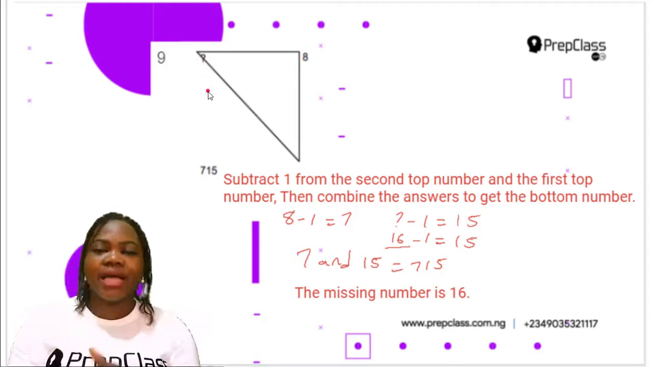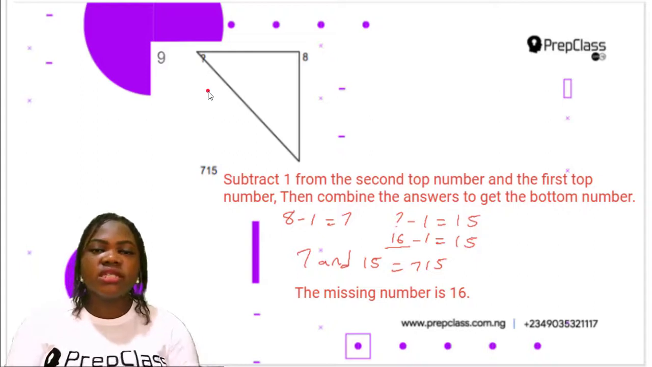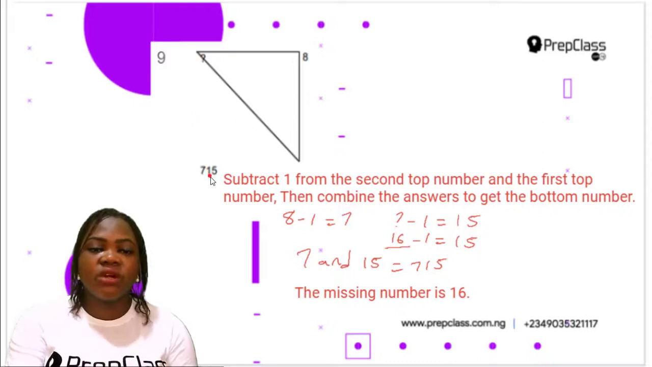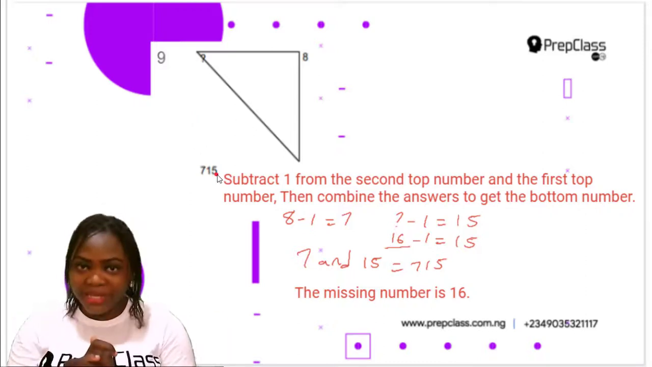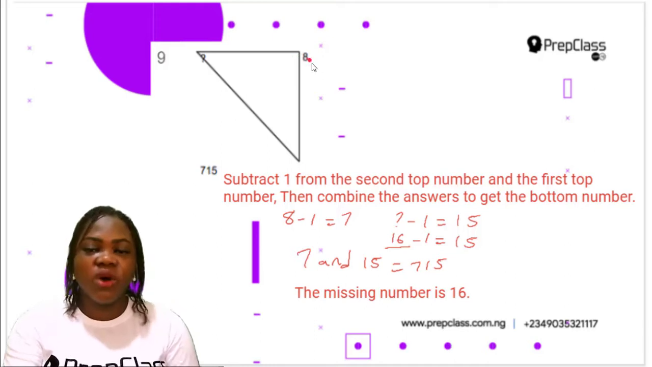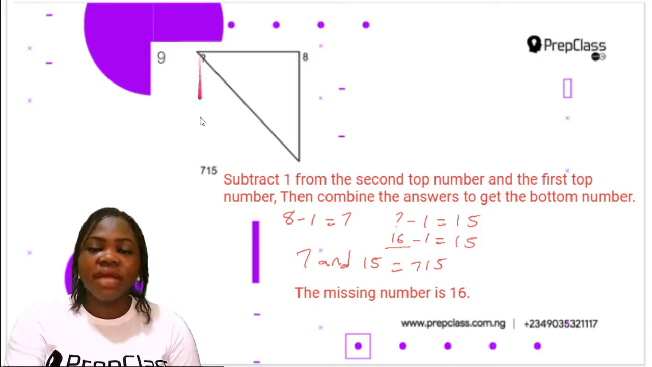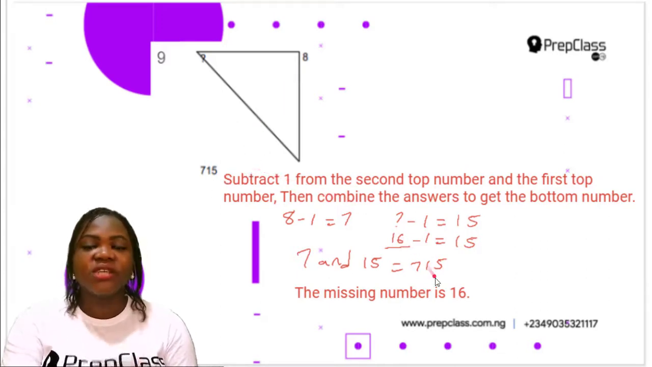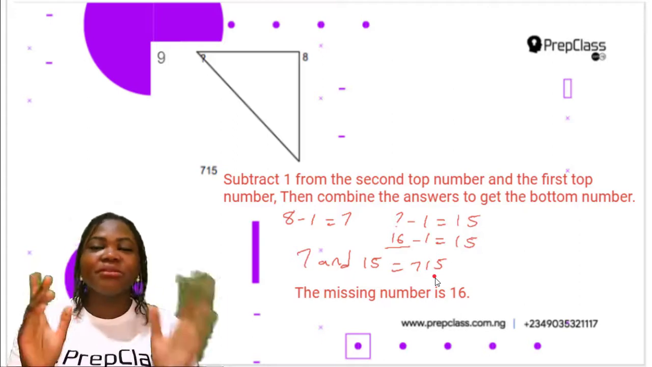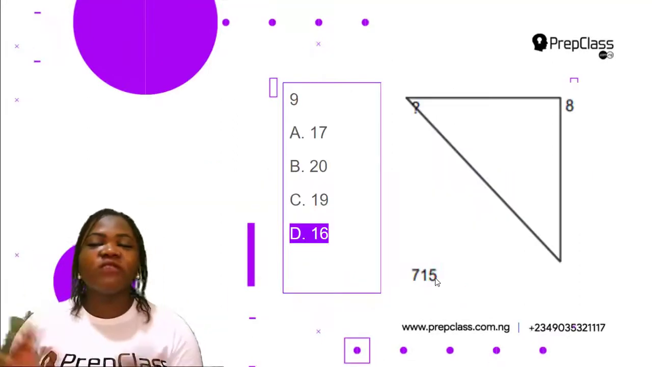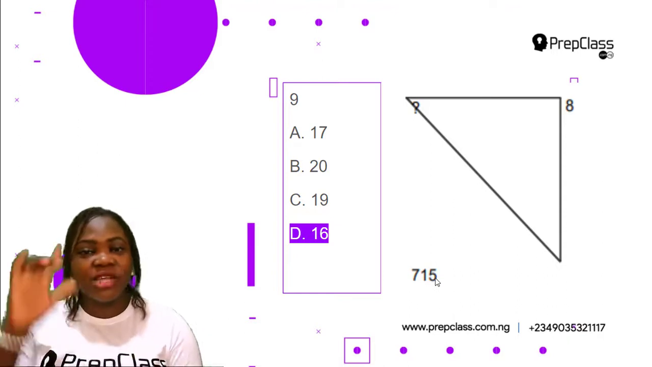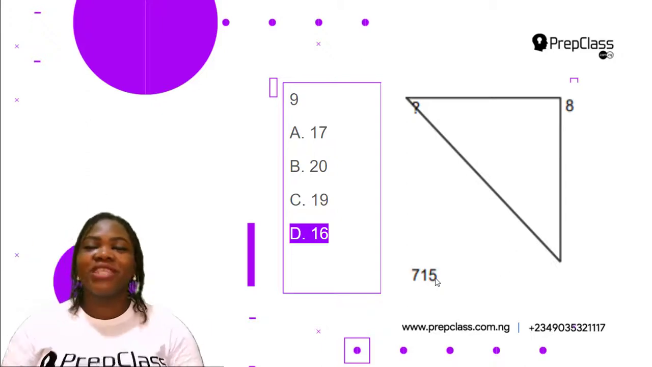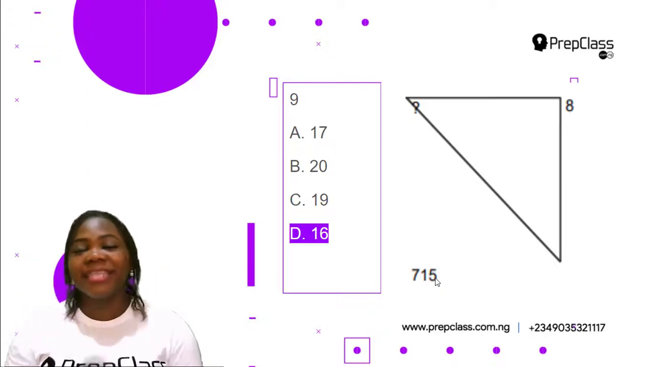So now, to be sure that our answer is correct, all we have to do is to subtract 1 from 8 and subtract 1 from 16, and then if we get 715 as the answer, that means our answer is right. Okay, so 8 minus 1 is 7, then 16 minus 1 is 15. When we combine 7 and 15, we would have 715. So this means that the answer is correct. So the missing number here is 16. Now, which of the following options is correct? A is 17, wrong. B is 20, wrong. C is 19, wrong. The correct option here is 16 because the missing number is 16.